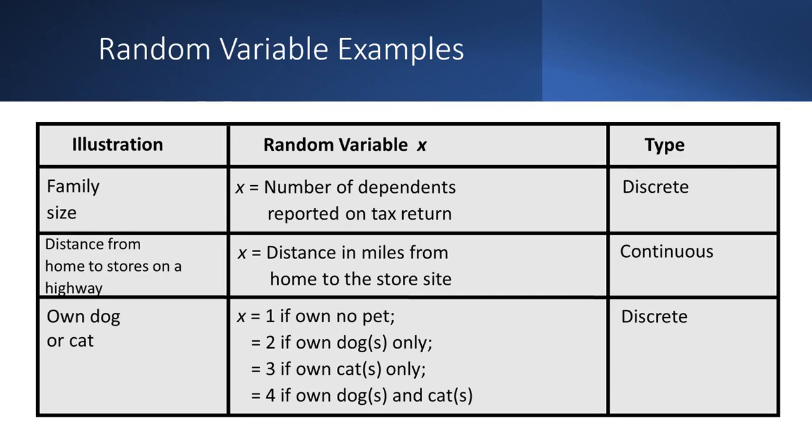And if you're looking at owning a dog or cat, X equals 1 is no pet, X equals 2 owns dogs only, X equals 3 is owns cats only, and X equals 4 is if you own both dogs and cats. That's going to be a discrete finite variable.